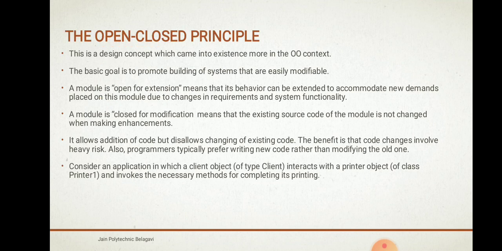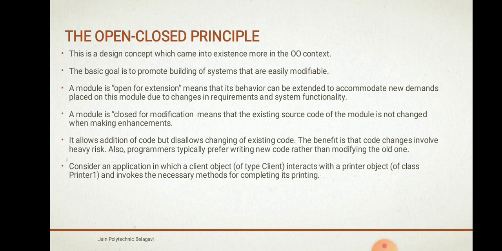Now let us see what the open close principle is. It is a design concept which came into existence more in object oriented concepts. The basic goal is to promote building of systems that are easily modifiable, that is, software systems which can be easily modified. A model is open for extension, meaning its behavior can be extended to accommodate new demands placed on the model due to changes in requirements. Even if the requirements change, it will be easy to make changes in the model. So that is the open closed principle.